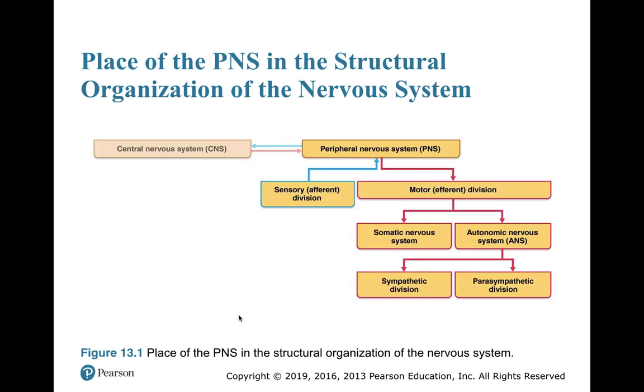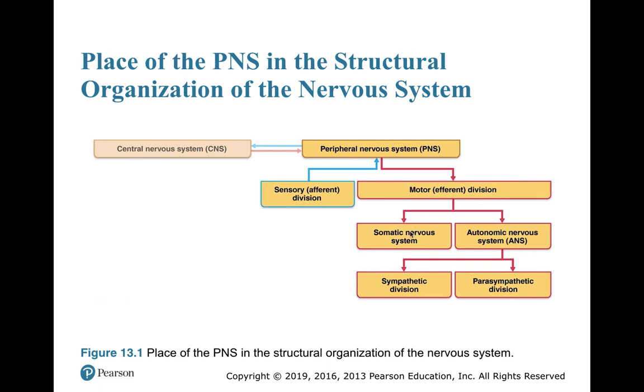So we have the central nervous system that we spent last week talking about, the brain, spinal cord, cranial nerves, spinal nerves all break off into and come out through the peripheral nervous system. Peripheral nervous system is immediately divided into two different groups of nerves, those that are bringing information in, the sensory or afferent nerves, and those that are taking information out, and that would be the motor or efferent division.